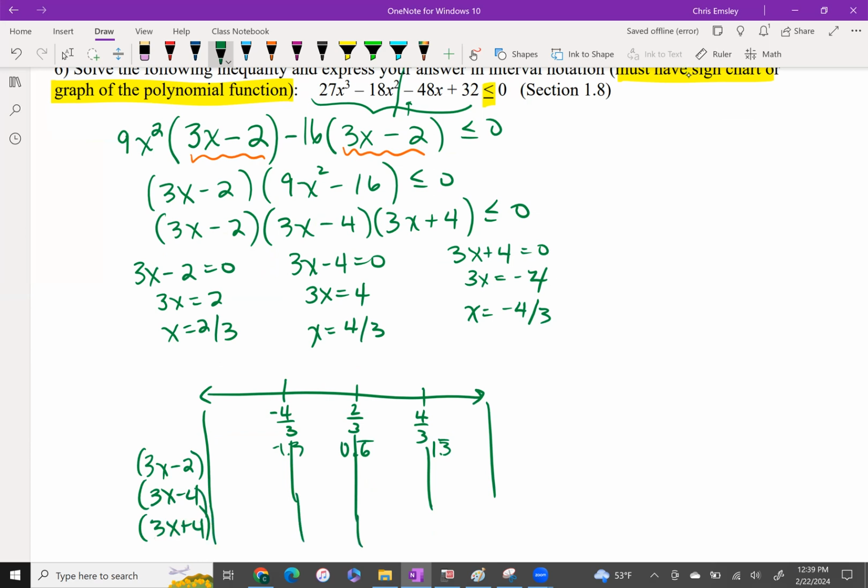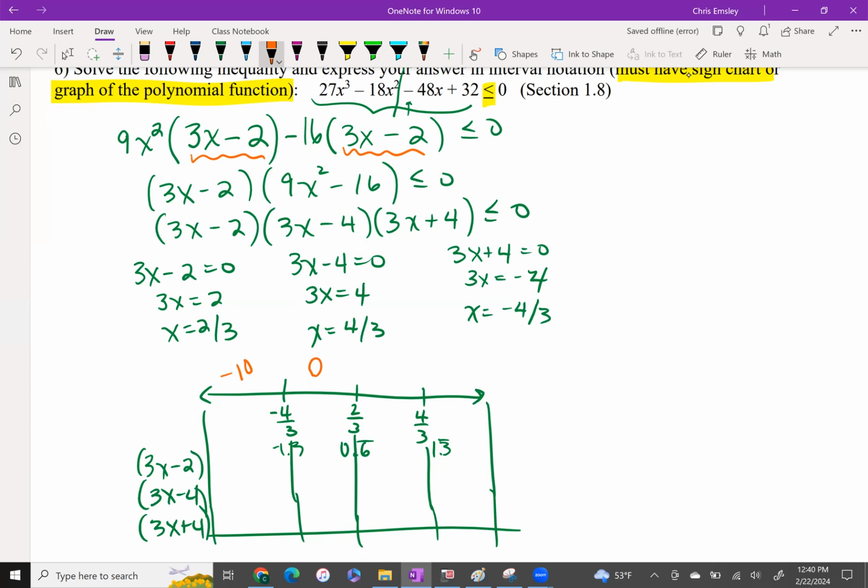And we have to choose a test value for x in each one of these intervals. In this first interval, I need something smaller than negative 4/3, so I'm going to go all the way down to negative 10. I know that's small enough. I need something between negative 4/3 and 2/3. I like 0 because that sometimes simplifies our calculations.